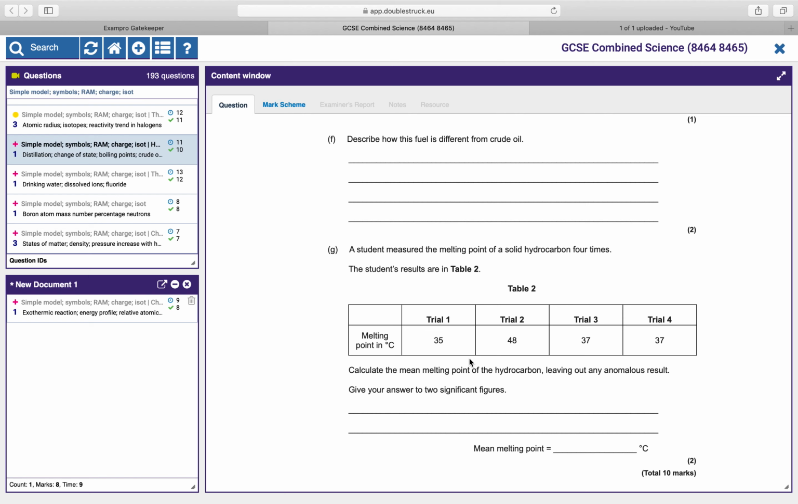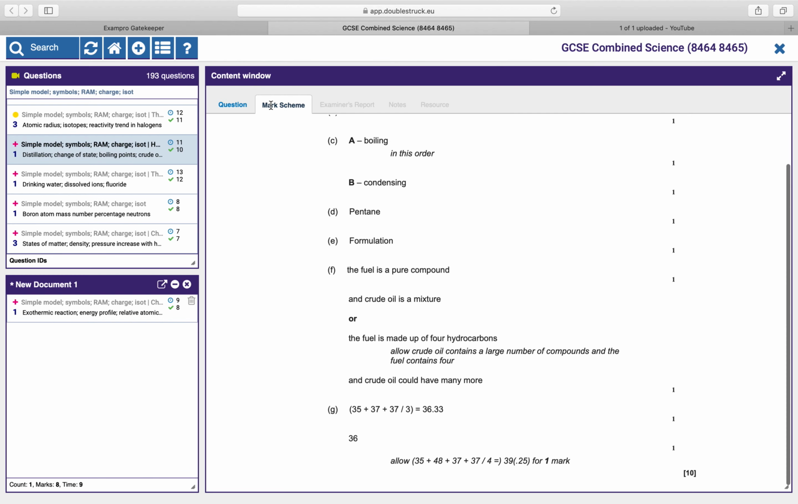So let's first identify the anomaly. What's the odd one out? Okay, so first trial was 35, second trial 48, third trial 37, fourth try 37. So you can see it's clearly out. The one is 48. 48 is clearly out. So we should ignore that. That means we have 3 to work with, and you add those 3 and you divide by 3 because we are using 3 values. So 35 plus 37 plus 37, and then you divide it by 3. It wants it to 2 significant figures. So you would get 36.33 in your calculator.